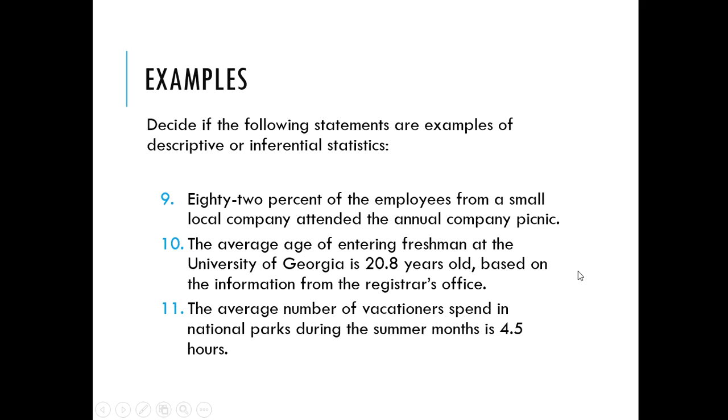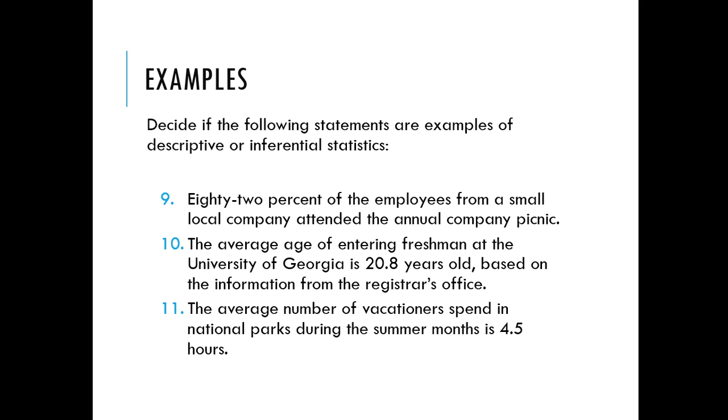So let's look at a few examples. 82% of employees from a small local company attended the annual company picnic. Well, that's pretty easy to look at and see that you could count the employees and see that you got 82%. So that's descriptive. Average age of entering freshmen at the University of Georgia is 20.8 years, based on information from the registrar's office. That would be descriptive because they actually got the information.